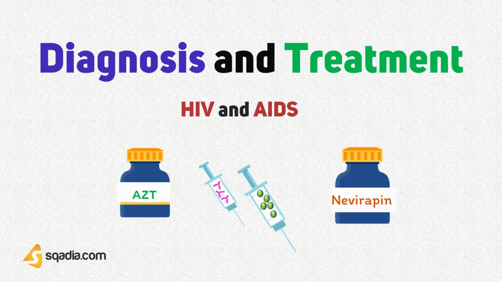In this section, we will talk about the diagnosis and treatment of the HIV virus. The diagnosis of HIV infection is usually established by indirect detection of specific serum antibodies to HIV by enzyme-linked immunosorbent assay, or ELISA test. The test is performed in 3 steps.